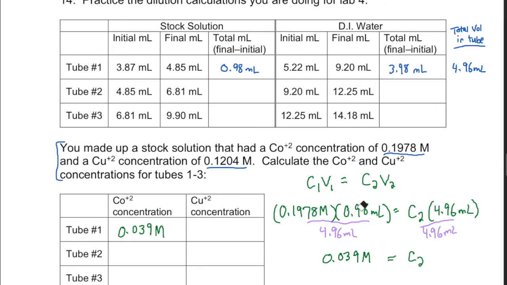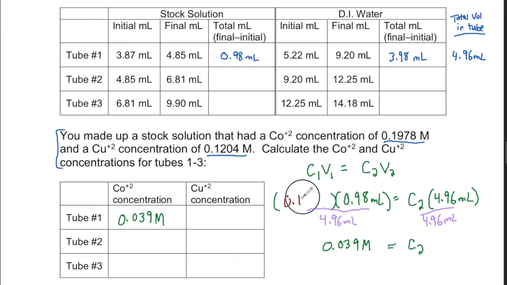For copper, we have the same volumes because we did the same dilution, but the concentration of copper in our original stock solution was not 0.1978. It was 0.1204 molar. And when we do the math on that, our concentration for copper ends up being 0.024 moles per liter, because we diluted a stock solution that was 0.1204 molar concentration in copper.